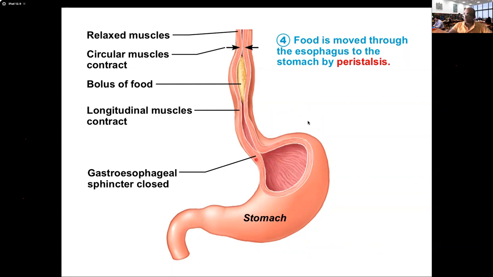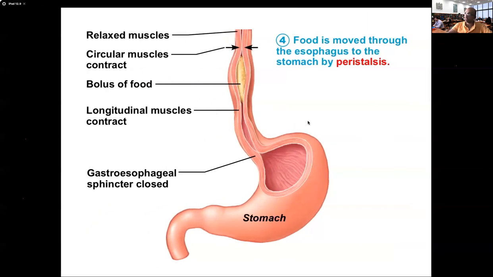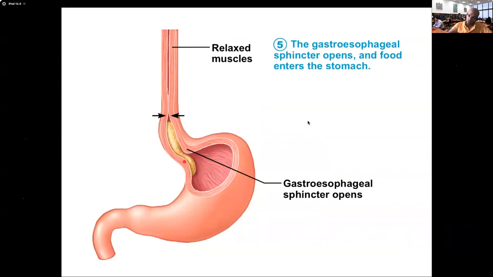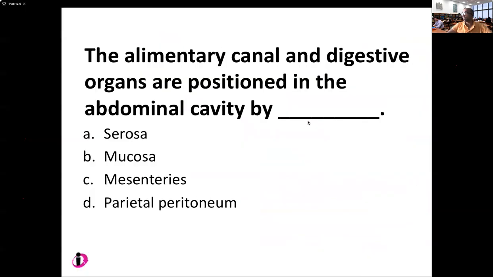See on here, the stomach is guarded by a sphincter. We call this the gastroesophageal sphincter, or the cardiac sphincter. Once the food reaches the stomach, the sphincter relaxes, allowing the food to move down into the stomach. And then when it's completely in the stomach, it closes again, preventing the back movement, or the reflux, of the food into the esophagus from the stomach. All right. Questions?